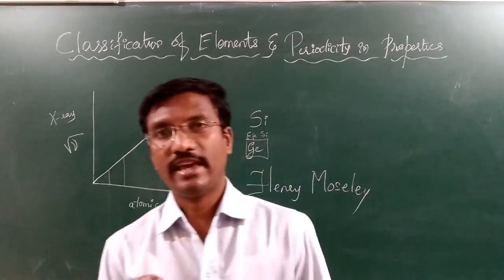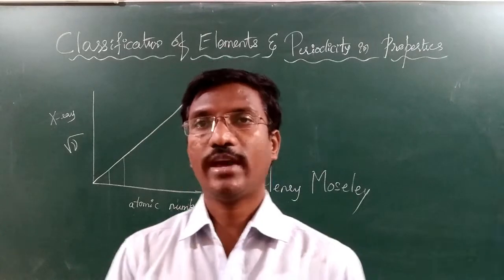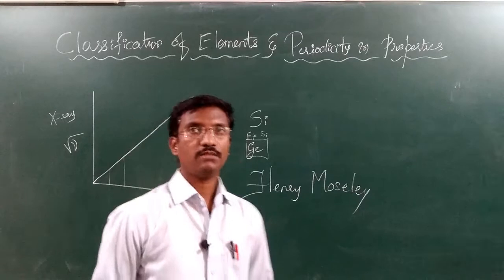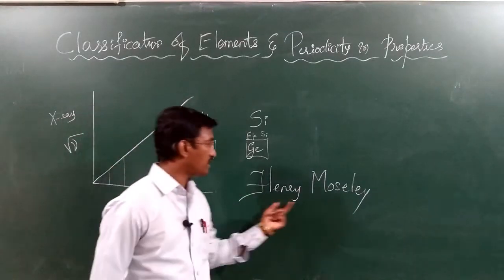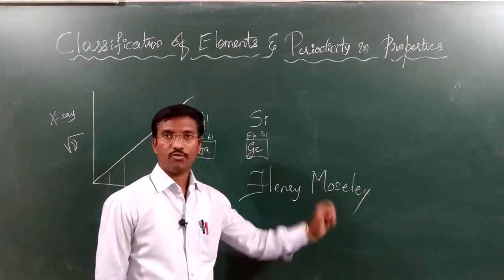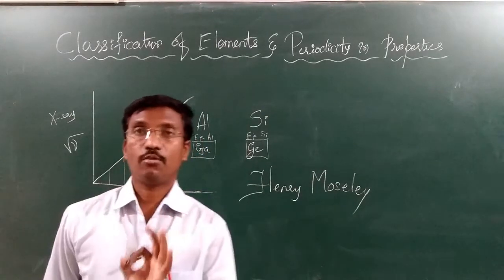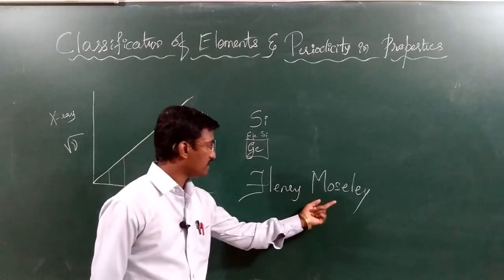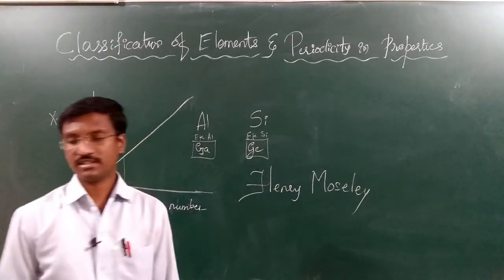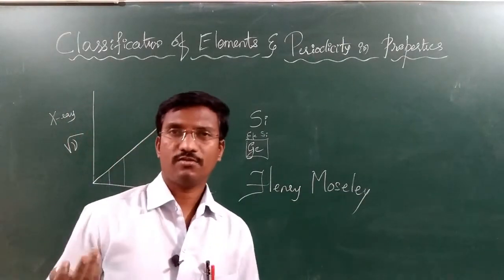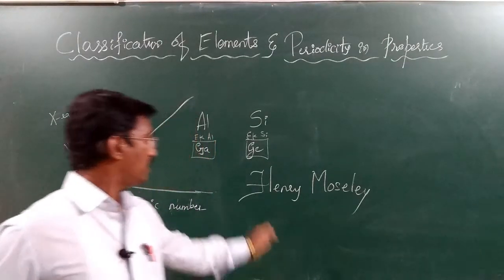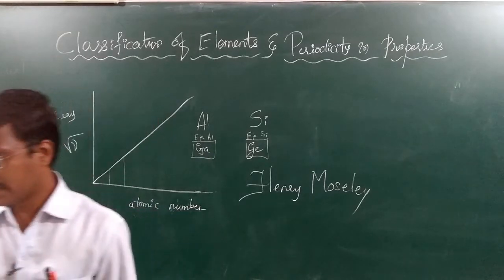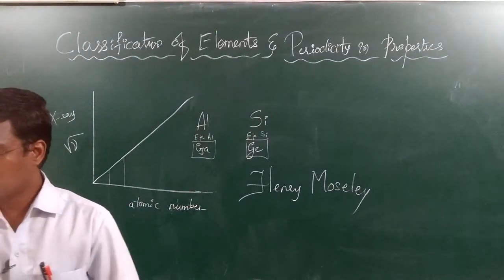So he succeeded, and the modern periodic table we are using right now is the table launched by the scientist Henry Moseley. For that reason, we call it the modern periodic table, and the father is Henry Moseley. Henry Moseley is the father of the modern periodic table. For 1 mark you may get this question, and Henry Moseley will be the answer. I hope you know this much.